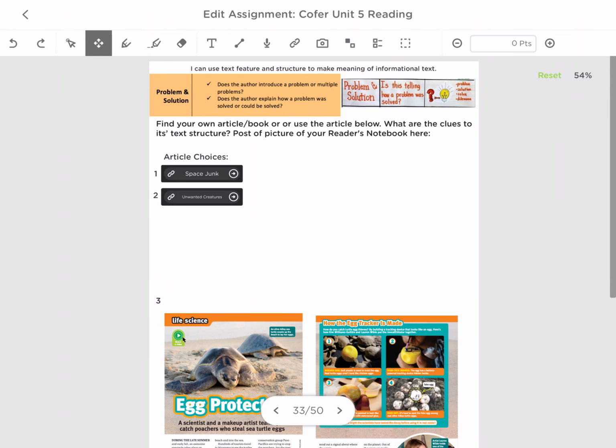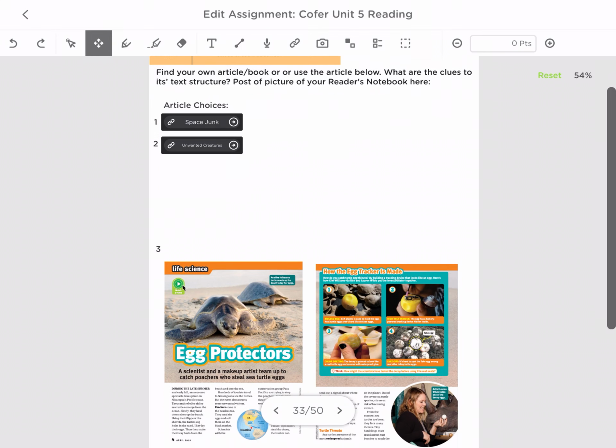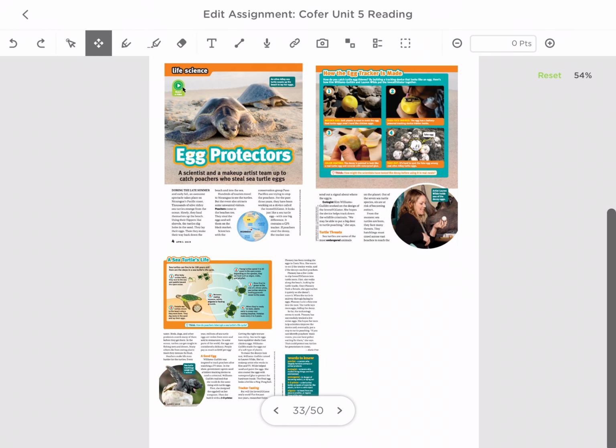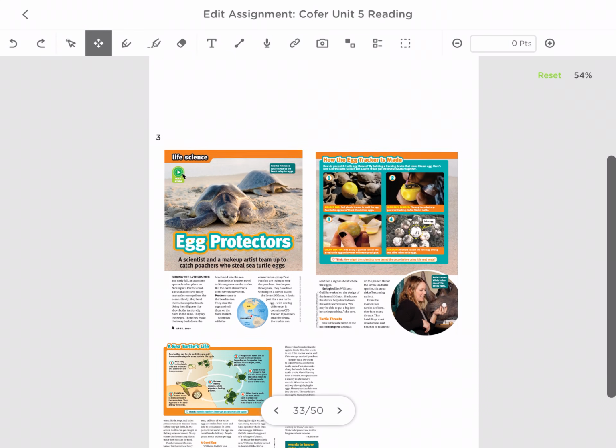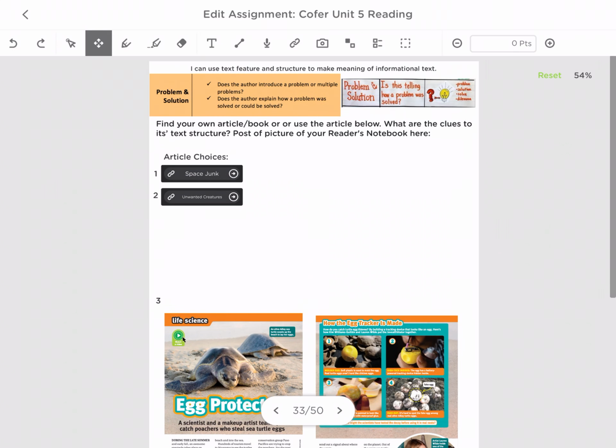So today I have article choices. Number 1 is space junk. It just talks about junk in space and how that's a problem. Also, it talks about unwanted creatures in the ocean floor. And then I did have one on here about protecting sea turtle eggs. So if you can choose, you don't have to read them all. You're just going to choose which one you want.